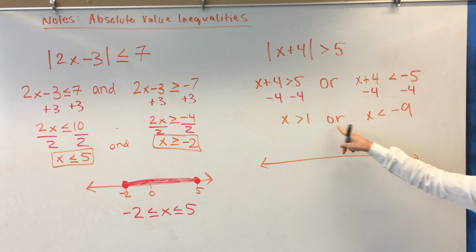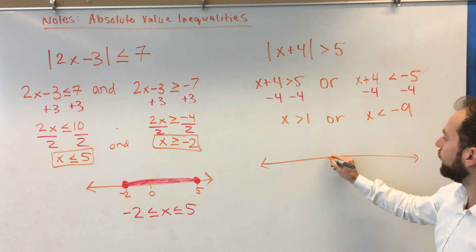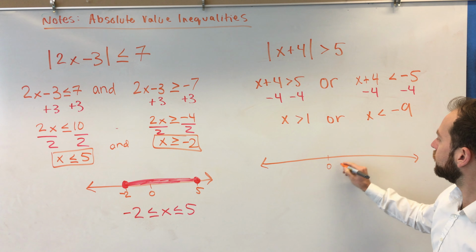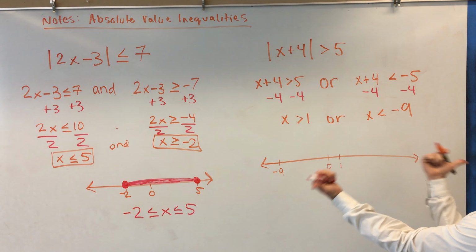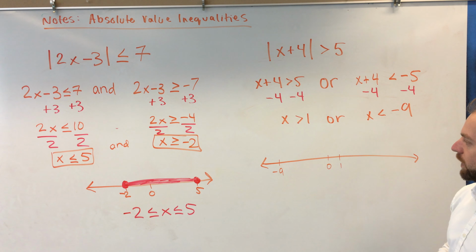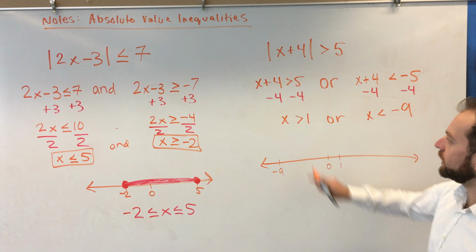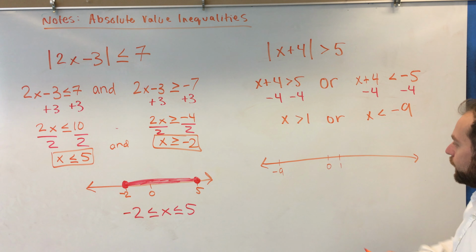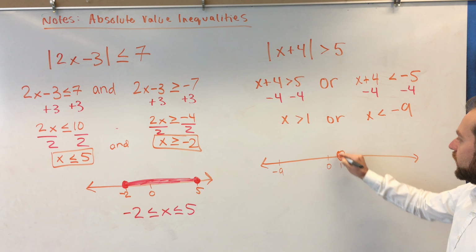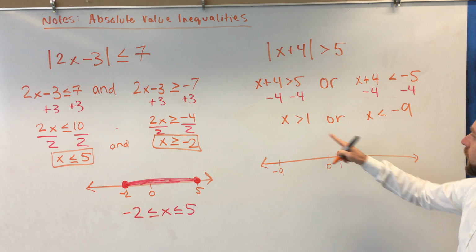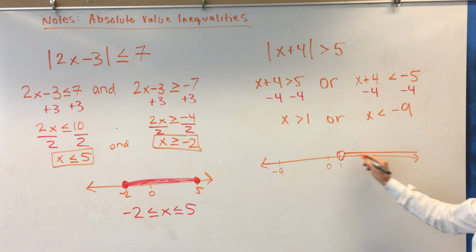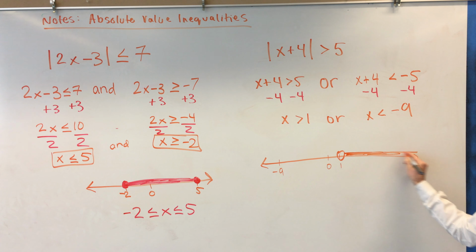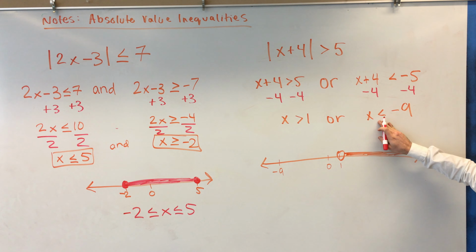Since this is an or problem, when we draw our number line, it's going to be facing out. So let's see if that happens when we graph this. x is greater than 1. This is an open circle because it's not equal to 1. x is greater than would be to the right. Or x could be less than negative 9.